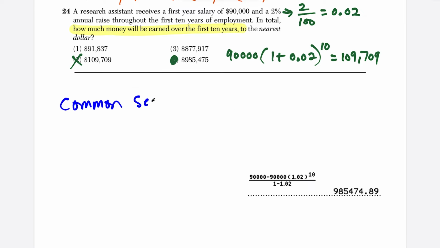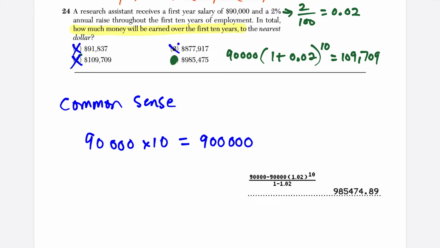Okay, so using common sense, think about this. We're finding the total amount of money earned in the first 10 years. So let's say I take 90,000 and I multiply that by 10. That would be 900,000. Okay, so the person has to make more than 900,000 because they're getting raises. They're getting 2% raises. So these answer choices go away right away because they're not even close to 900,000.